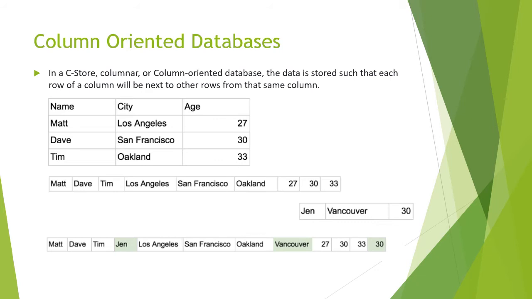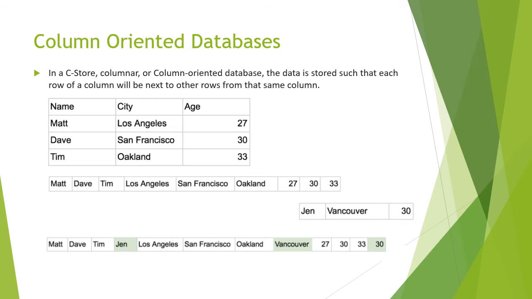Now if we are going to add a new resource or a new employee, Jen, those details will be added in a column oriented way. That means Jen will be appended in the name section, the city will be appended in the city section, and the age likewise. So like this, the column oriented and the row oriented databases are classified or distributed.